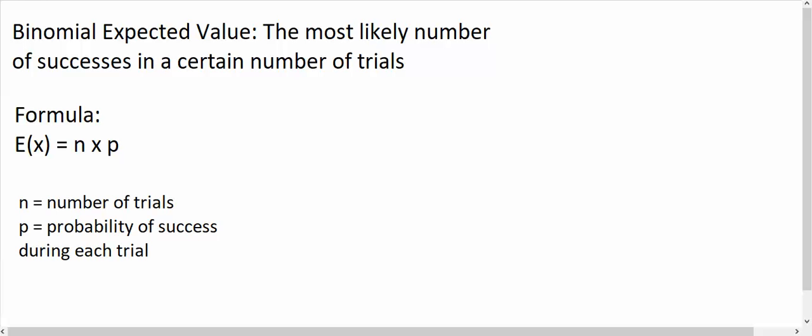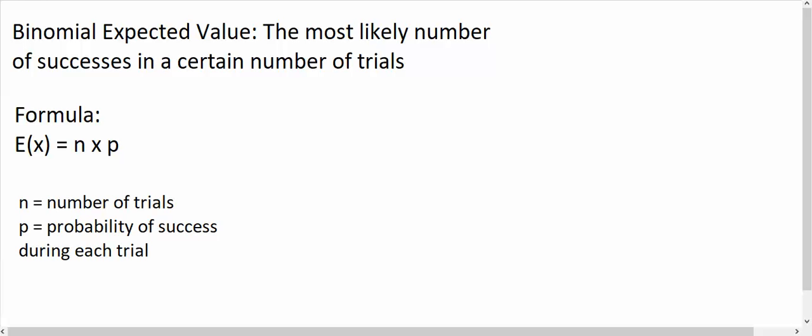But binomial expected value actually isn't a probability. When you use this formula that I'm about to show you, you're not using it to find the probability of something happening. Instead, you're trying to find the most likely number of successes in a certain number of trials. What this formula is used for is to find the outcome with the highest probability out of all possible outcomes. Like I said, you're not calculating a probability, you're finding the outcome that has the highest probability out of all possible outcomes.